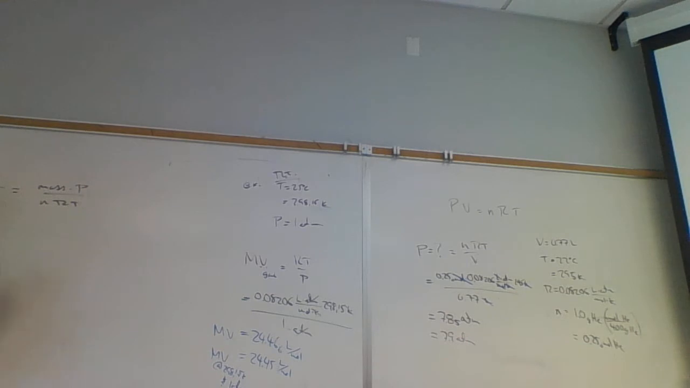Well, here you have to see something. Mass over moles, grams per mole. Grams per mole is what we call the molar mass. So this is the molar mass times P over RT. So if we want the density of helium, we need to know the molar mass of helium.